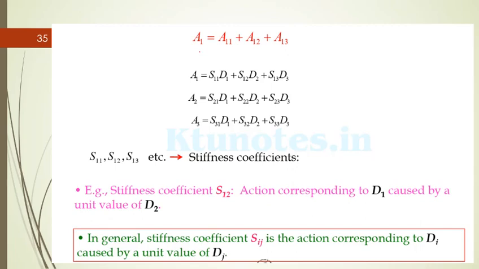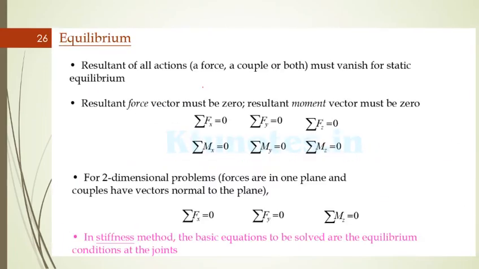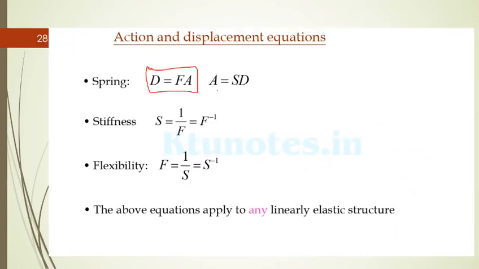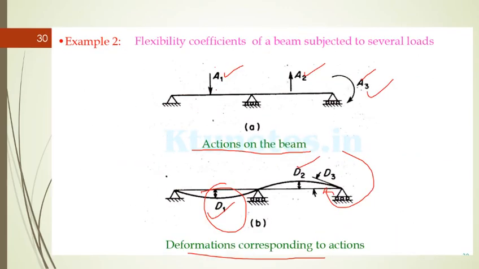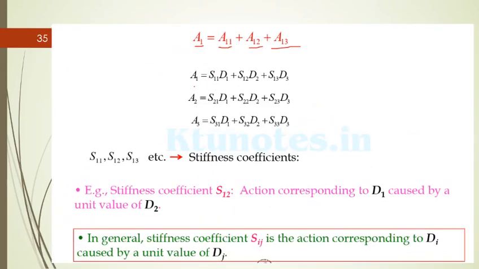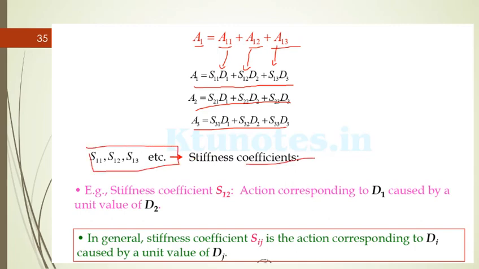So like the previous one, this action A1 is equal to A11 plus A12 plus A13. So we know from the equation that A is equal to SD, A1 is equal to S11 D1. That is, we are replacing these terms. Okay, so A2 is equal to S21 D1 plus S22 D2 plus S23 D3. Similarly A3 also, where the S11, S12 and S13 are the stiffness coefficients.